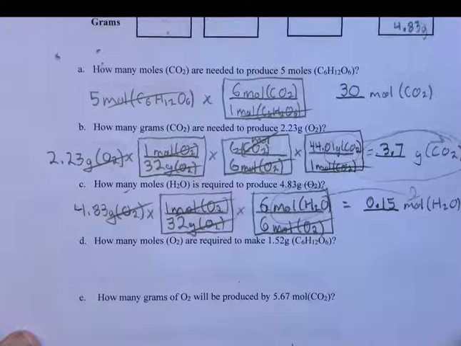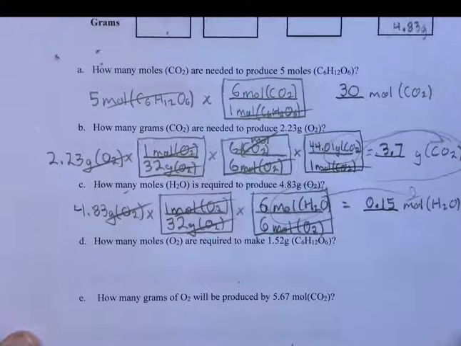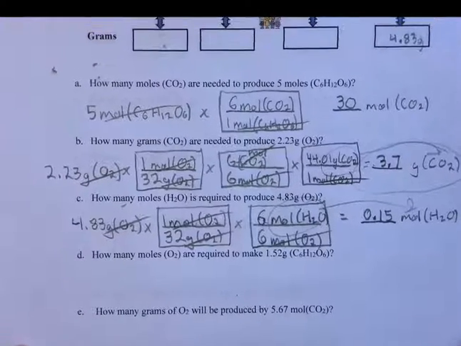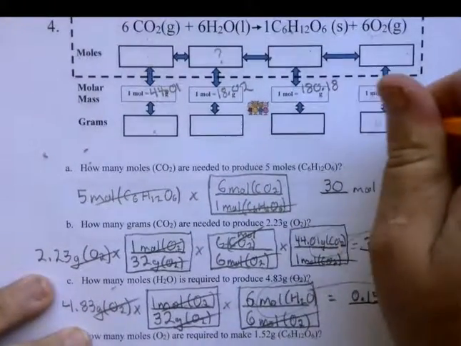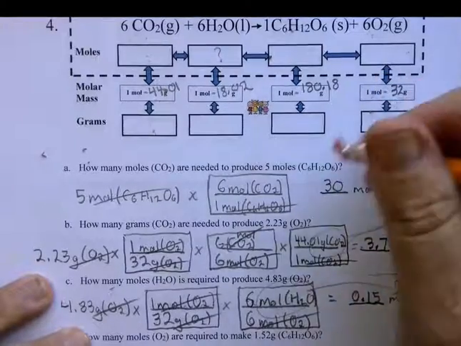Okay, how many moles of O2 are required to make 1.52 grams of sugar? The sugar, by the way, is glucose. It's the sugar produced in photosynthesis by plants. It's a very simple sugar.